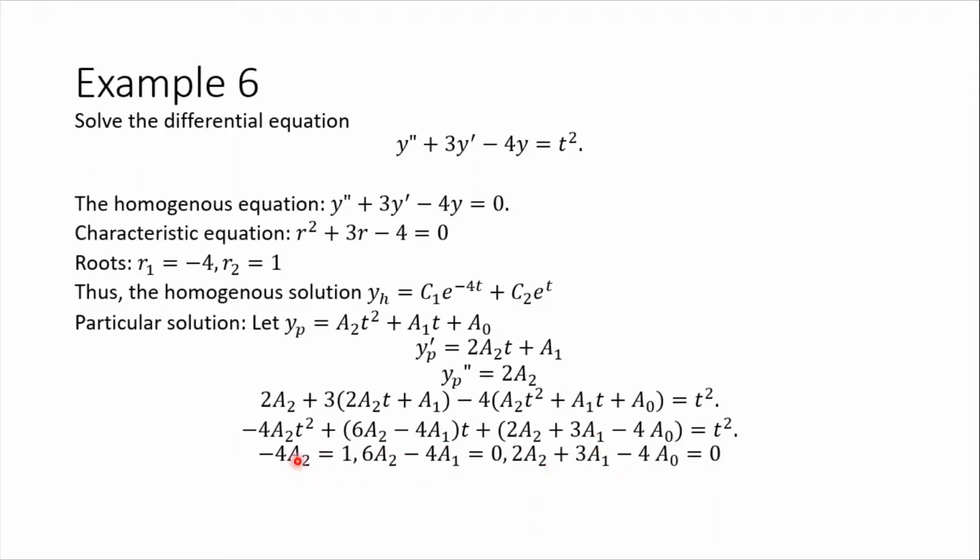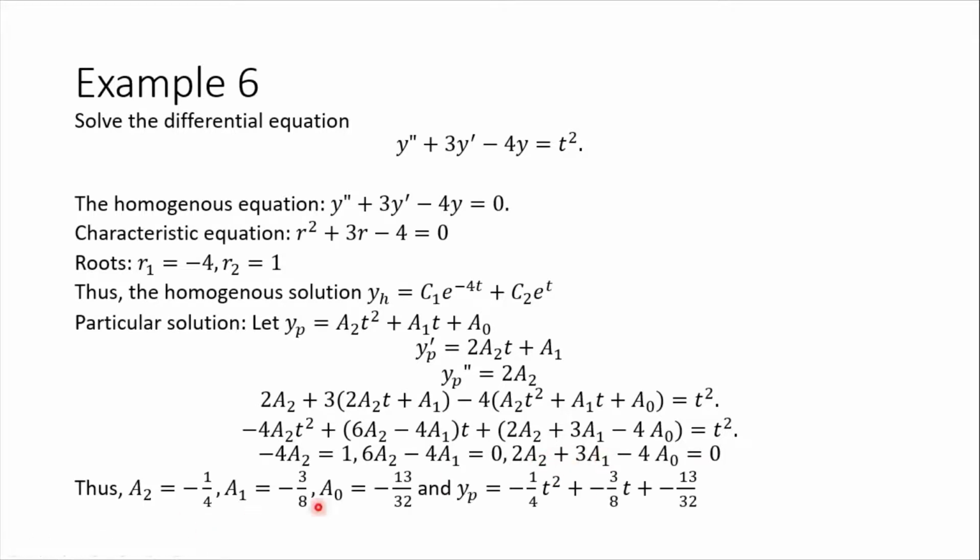And of course, you can try to use substitution, because you already have a2 here, which is equal to minus 1 over 4. You can substitute into the second equation to get a1, and then you can substitute into the third equation to get a0, right? Okay, altogether you will get a2 is equal to minus 1 over 4, a1 is minus 3 over 8, a0 is minus 13 over 32, and then you put all these coefficients back into the assumption, this one.